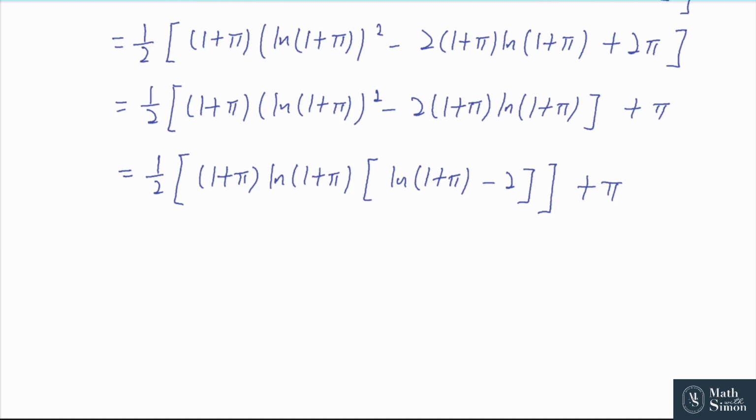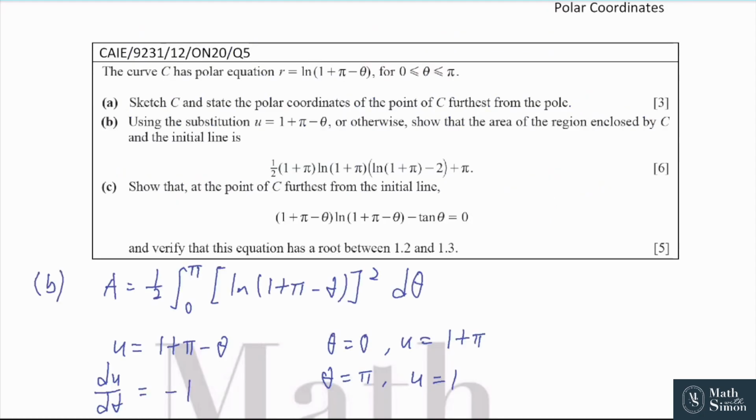All right, now we will look at part C here. Part C is, show that at a point C furthest from the initial line, we have this equation 1 plus pi minus theta and so on equals 0, and verify this has a root in between 1.2 and 1.3. This is to actually look at dy d theta equals 0. So this is a maximum y.